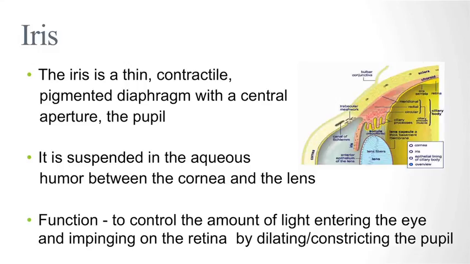Its function is to control the amount of light entering the eye and impinging on the retina by dilating or constricting the pupil. The color of the iris is produced by the pigment in the melanocytes. The blue iris has less pigment in the melanocytes compared with the brown iris.